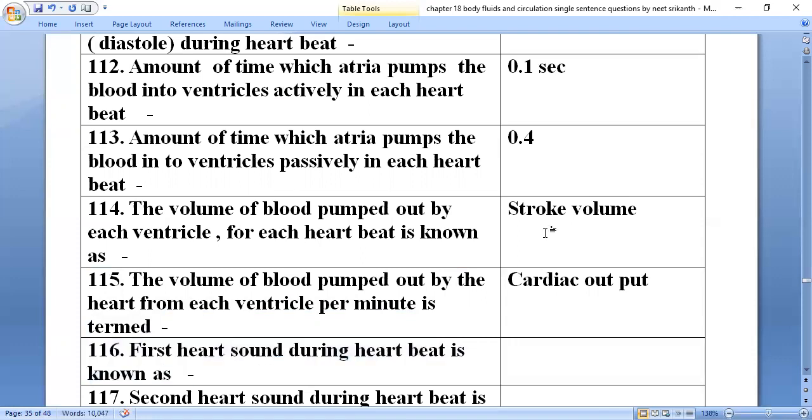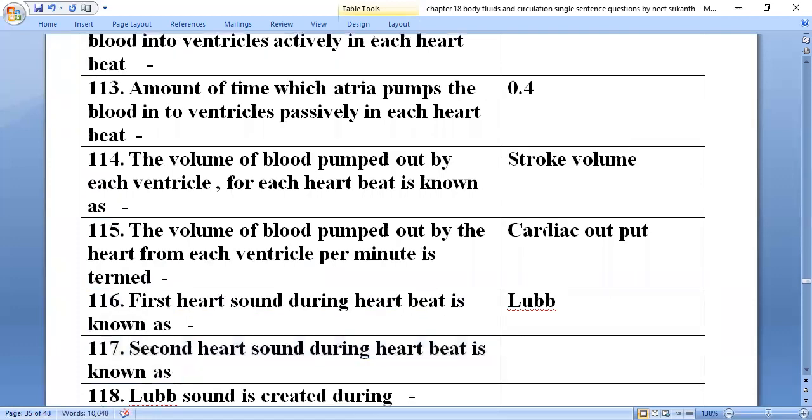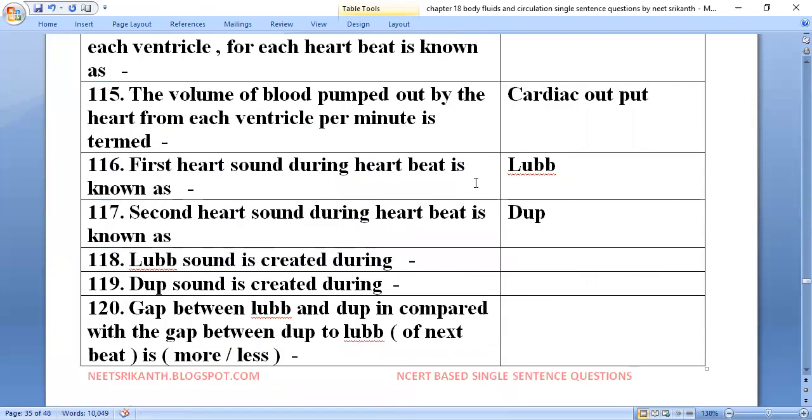First heart sound during heartbeat is known as lub. Second heart sound during heartbeat is known as dub. Lub sound is created during ventricular systole. Dub sound is created during ventricular diastole. The gap between the lub and dub, compared with the gap between the dub and lub of the next beat, is less.